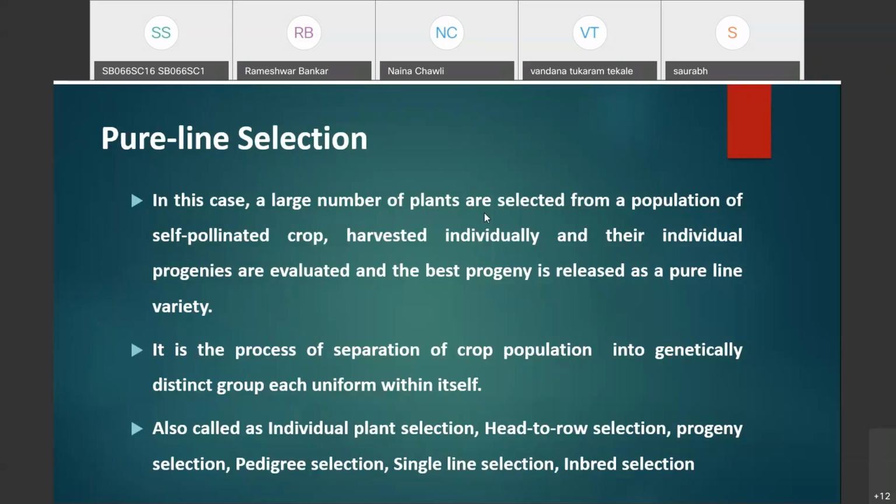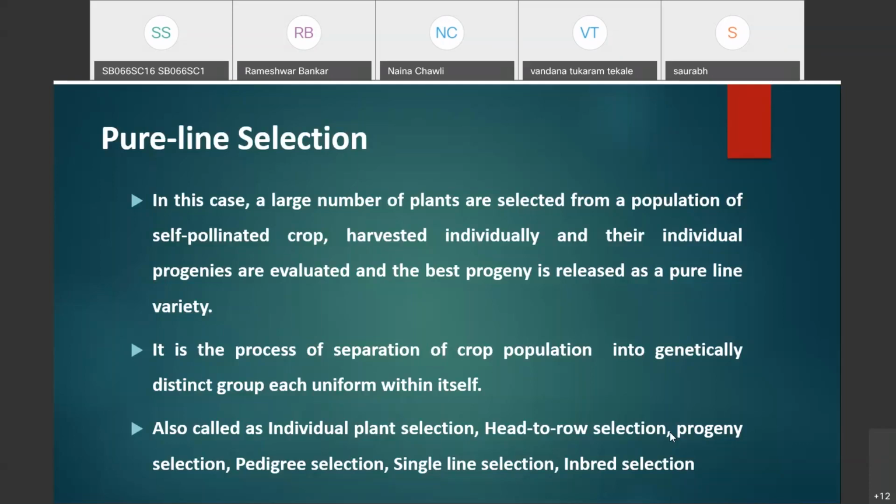Okay, the pure line selection is also referred to as individual plant selection, head to row selection, progeny selection, pedigree selection, single line selection, and inbred selection. Okay, the process is called the pure line selection.